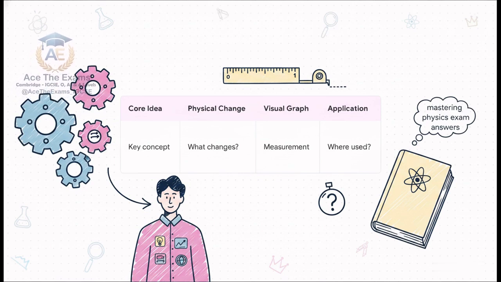1. What is the core idea? 2. What changes physically? 3. What quantity or graph actually shows it? And 4. Where is it used? If you can answer these 4 prompts aloud, clearly and confidently, then your conceptual understanding is locked in. You are perfectly tailored and ready for any short answer or structured question Cambridge can possibly throw at you.